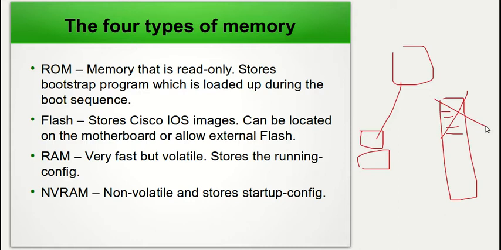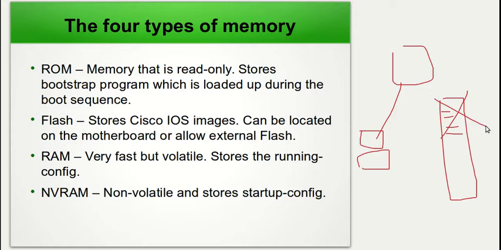Now, NVRAM stands for non-volatile RAM. It is non-volatile in that any data stored in NVRAM isn't lost and is retained when the switch is powered off. And the NVRAM stores a startup configuration file. So the way it works is that when a switch first boots up, it looks in the NVRAM to see if there's a startup config file, so that it knows what initial configuration to load onto the switch when it boots up.